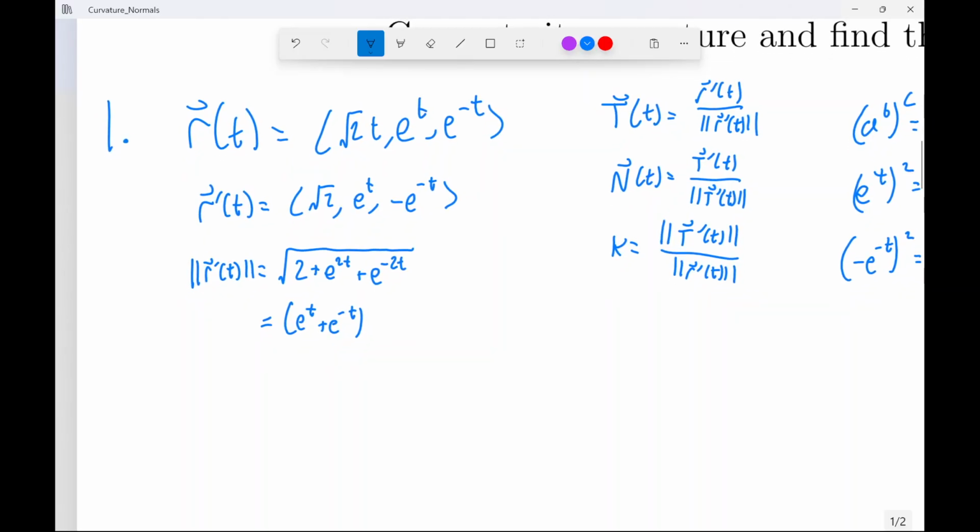Okay, so we did that, and so now T of t is equal to 1 over e to the t plus e to the negative t times r prime of t. So that's root 2, e to the t, negative e to the negative t.